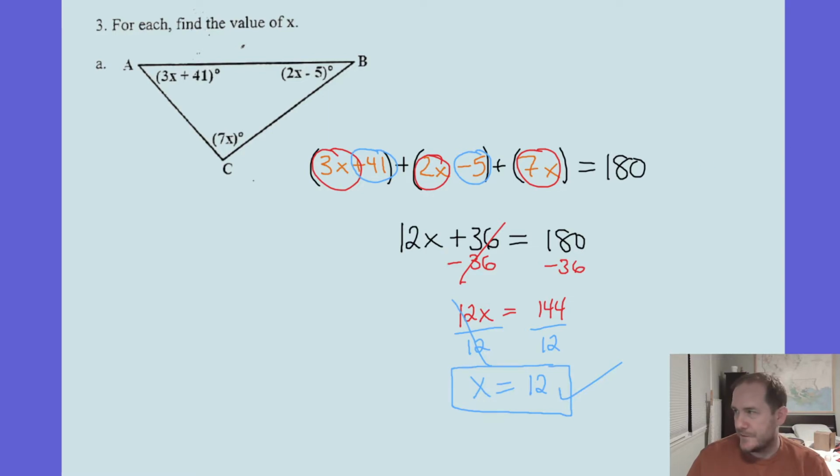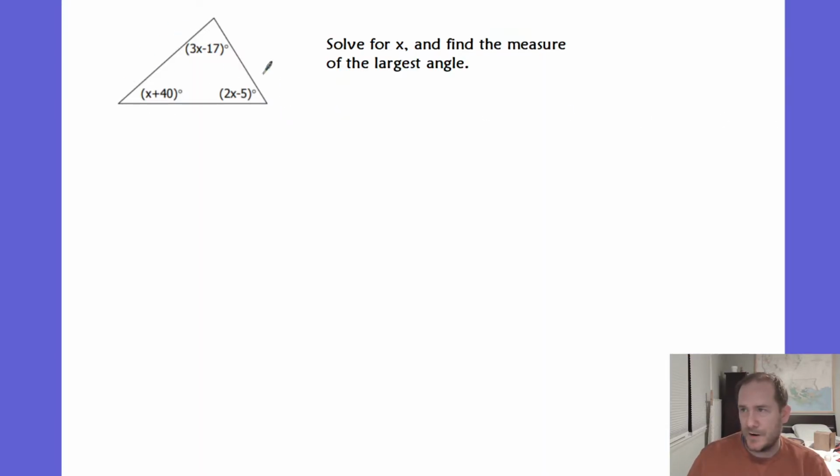Now, I gave you another one of these. I found another problem. So this time I'm saying solve for x, and then also go back and find the measure of the largest angle. Okay. So again, if you want to practice, pause the video and try this one. And when you're done, come back and we'll go over it together.